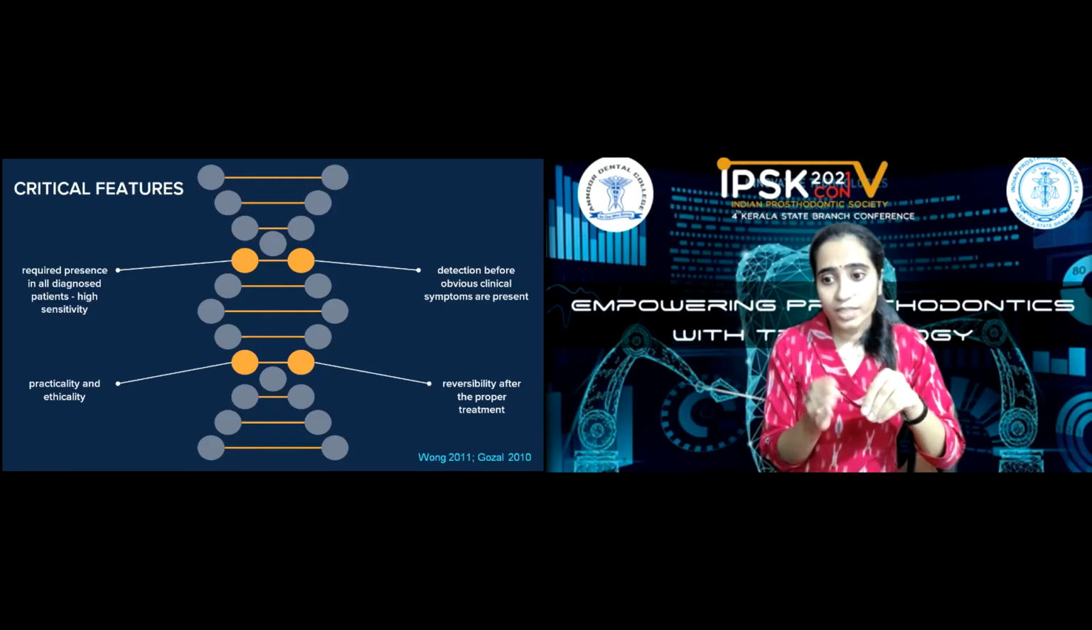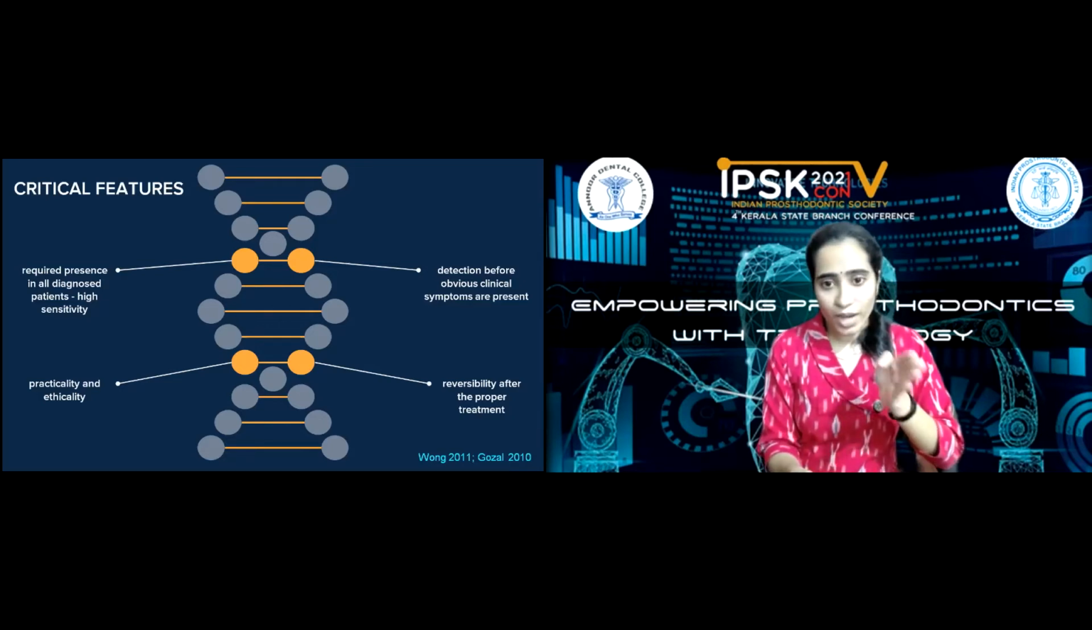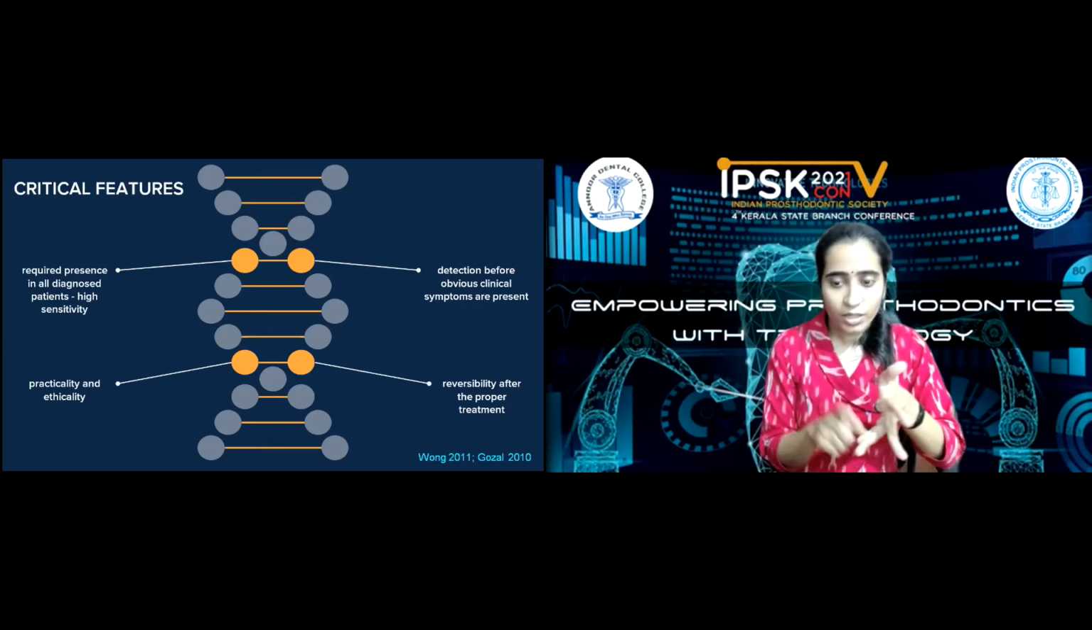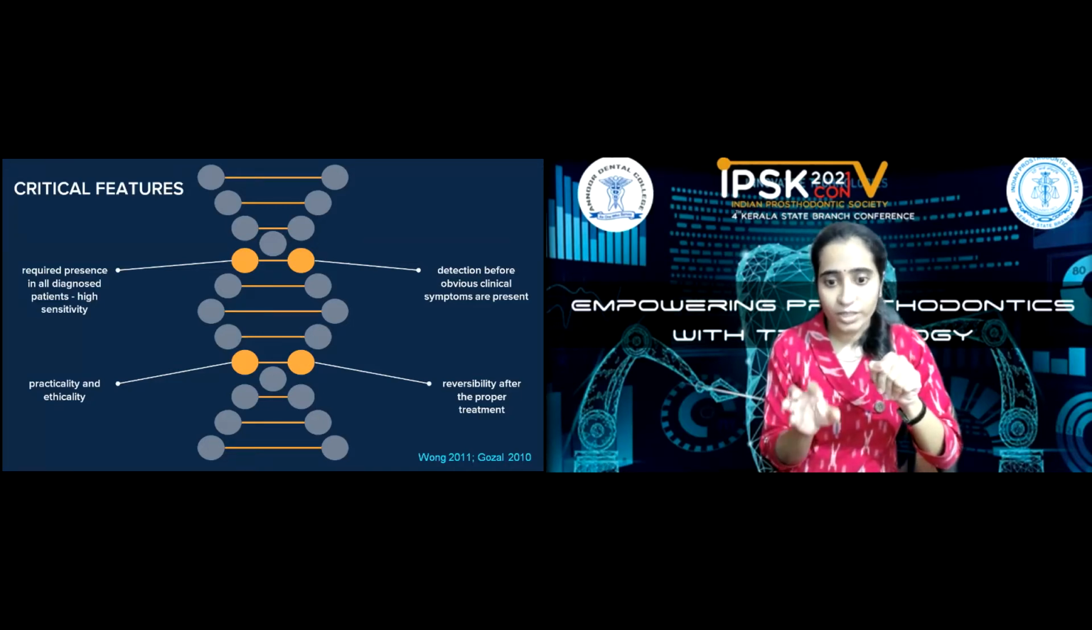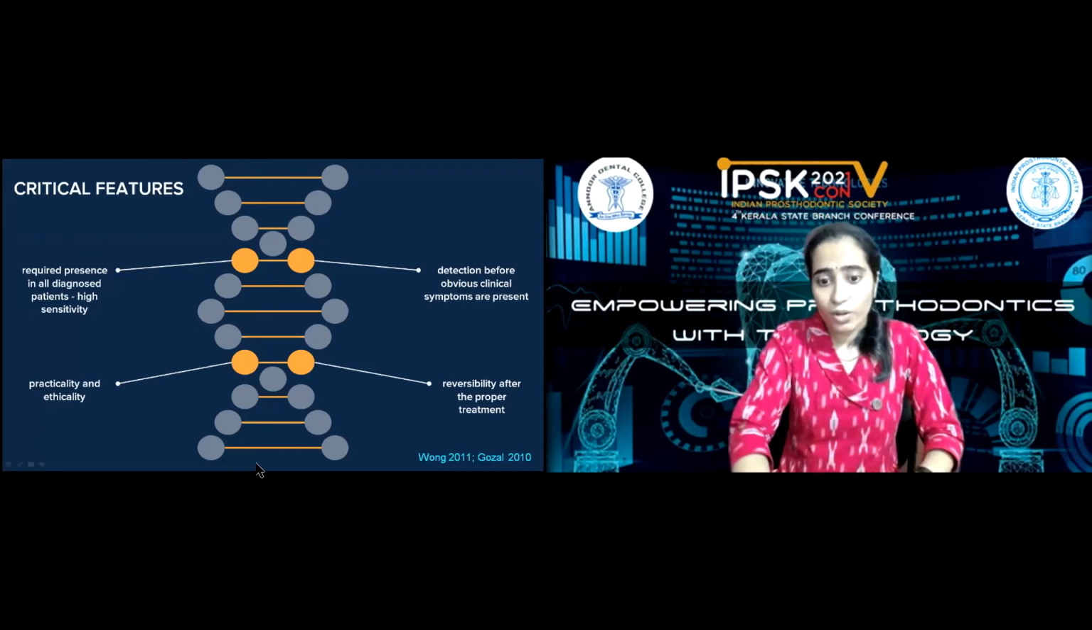The fourth one is the reversibility after proper treatment. That is, if you have a disease, you find an abnormal level of biomarker, you give pharmacotherapy to that patient, then the biomarker should reverse to the normal values. So the fourth point that we discussed is the most important point or concept in case of development of drugs or in pharmacotherapy.